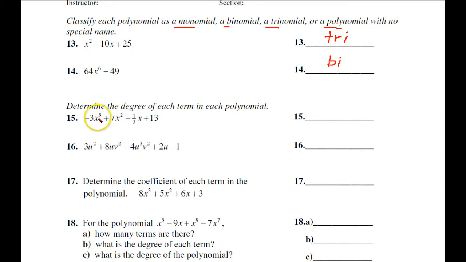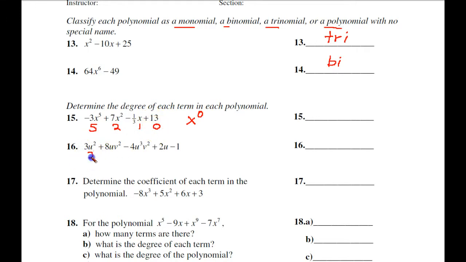All right, determine the degree of each term in each polynomial. Well, we said degree was the sum of the exponents on the variables in a particular term. So this one is 5, this one is 2, this one is 1, and this is 0, because there is no variable. Remember, it could be x to the 0 power is 1. When it's just the number, we say it's to the 0 power.